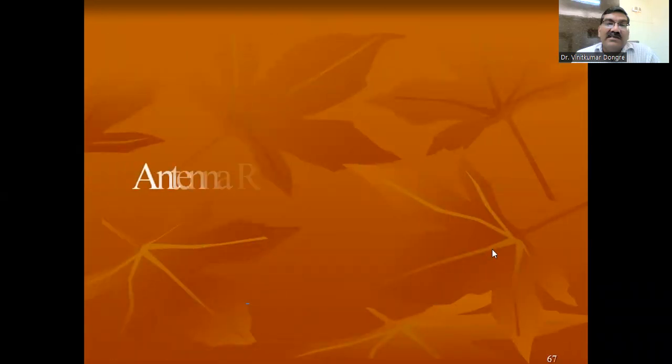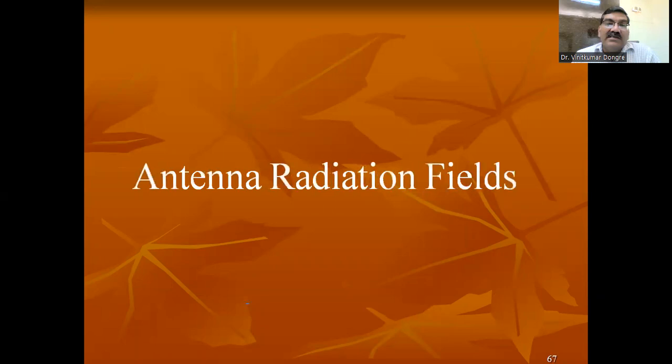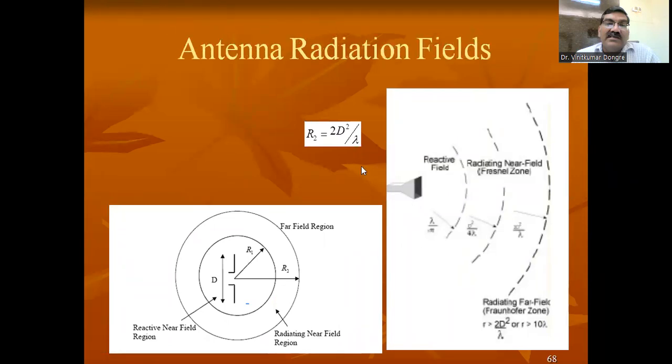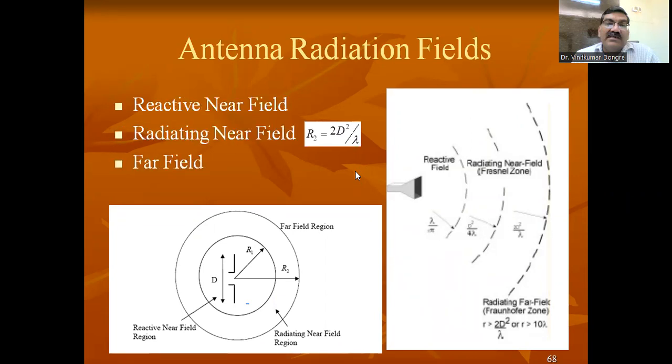Now, we will take this and then we'll stop. Antenna radiation fields. This is a simple concept. Further you will require the radiation fields. When an antenna radiates, the fields of the antenna are bifurcated into 3 types. What are those 3 types? One is the reactive near field, then the radiating near field, and the last one is the far field.